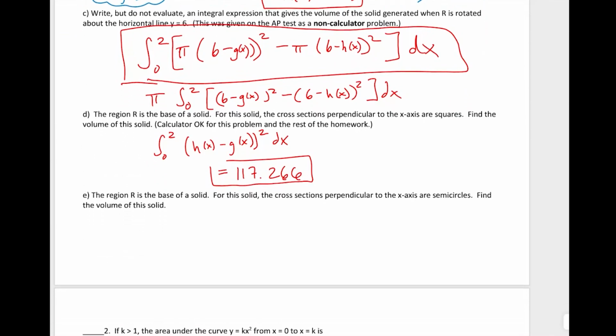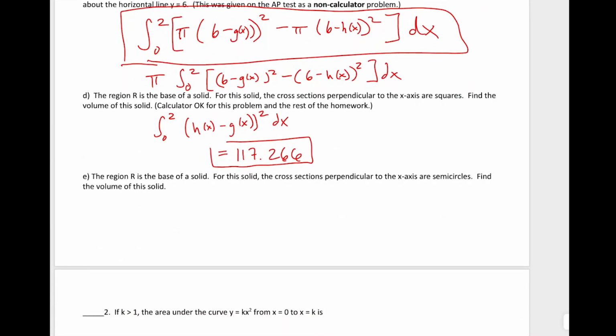All right, part E says the region R is the base of a solid. For this solid, the cross sections perpendicular to the x-axis are semicircles. Okay, so the area of a semicircle is going to be half pi r squared. Find the volume of the solid. So since they're semicircles, like I said, the area of this is going to be half of the area of a circle, half pi r squared.